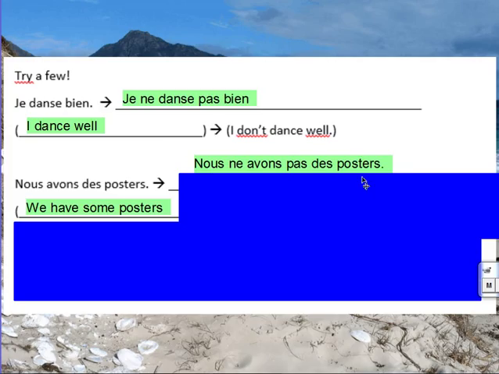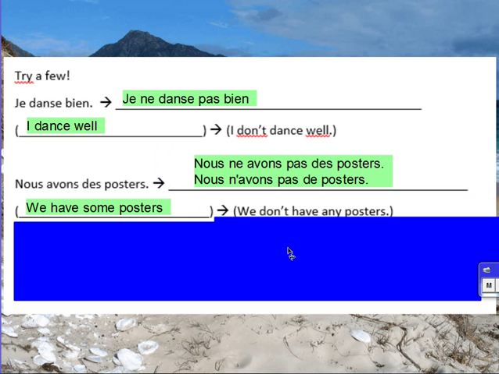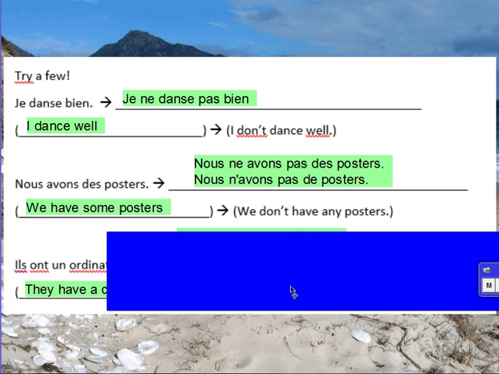But if you really want to write the sentence correctly, don't forget that if ne is followed directly by a word that starts with a vowel, then you actually drop that e and do an apostrophe instead. It's kind of like doing a contraction in English and changing it from cannot to can't and getting rid of a couple letters and putting an apostrophe in its place. But hopefully you'll remember to do that anytime you find yourself putting a ne in front of something that starts with a vowel. Nous n'avons pas de posters means we don't have any posters.